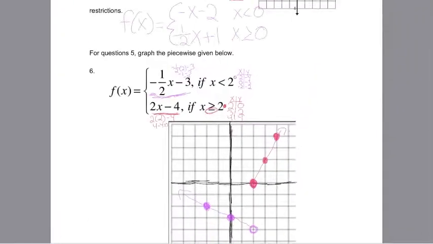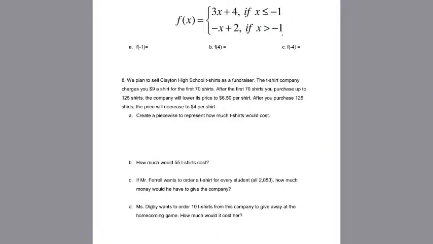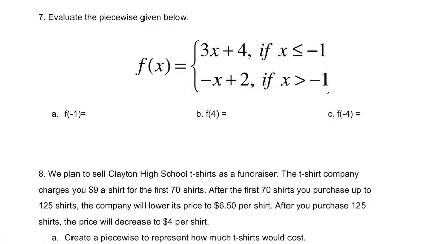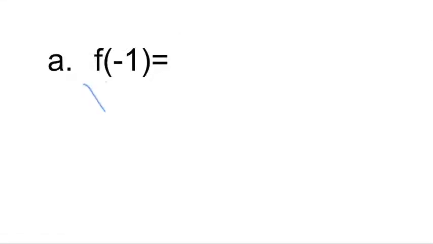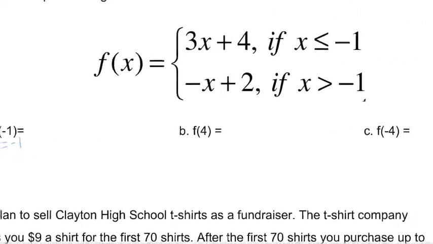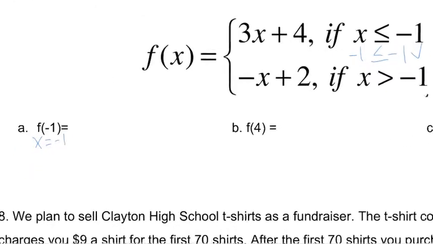All right. Then we have number 7. Number 7, we're given a piecewise, and we want to evaluate it. So we are given f of -1. F of -1 tells us our x is -1. We are looking at our first step. Is -1 less than or equal to -1? Yes. So we are going to be in our first step.